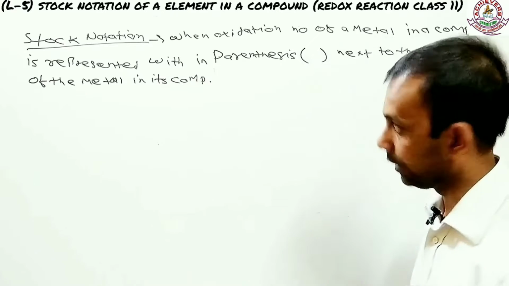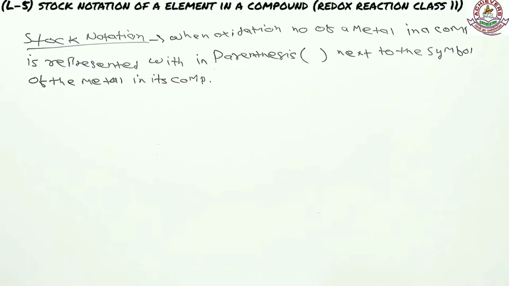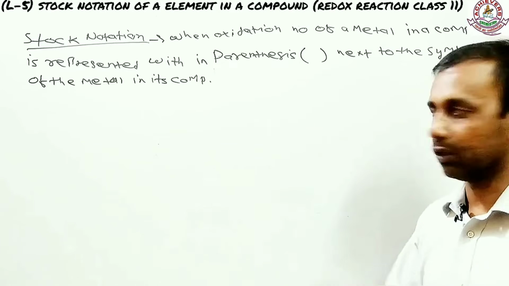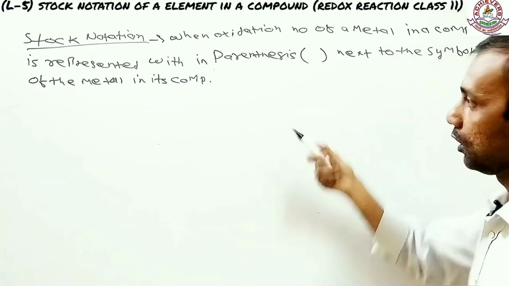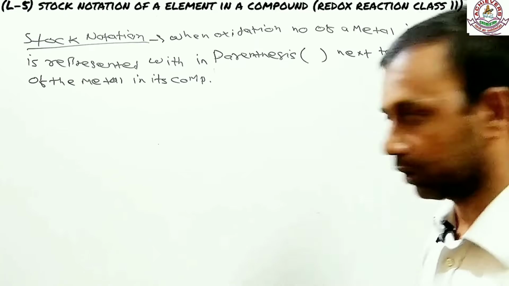Let me repeat that theoretically here. When the oxidation number of a metal in a compound is represented within parenthesis, what is a parenthesis? We call it a small bracket. Next to the symbol of the metal in its compound, it is called stock notation.